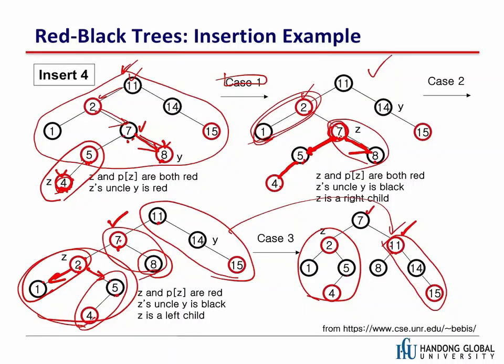So let's check. 4 is happy, 5 and 1 are happy, 2 is happy, and 15, 14, 8, 11, 7 are all happy. So we satisfy the 5 properties with this final graph. Now we are done. So basically I told you how to rotate when we insert and the conditions are broken, how to rotate subtrees, and how to change the colors. This is how red black trees work.